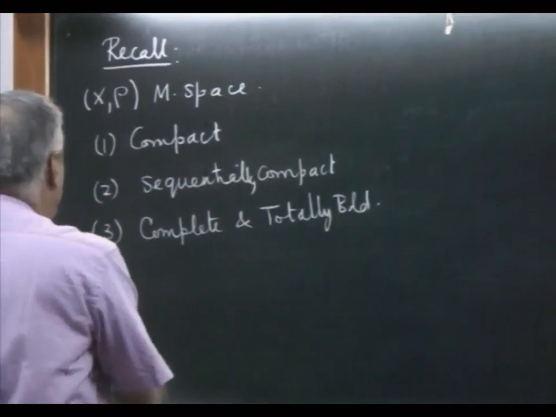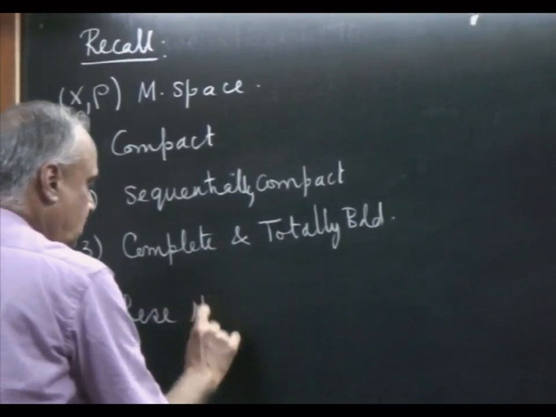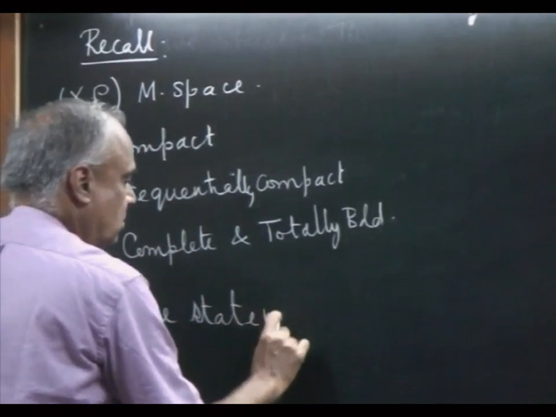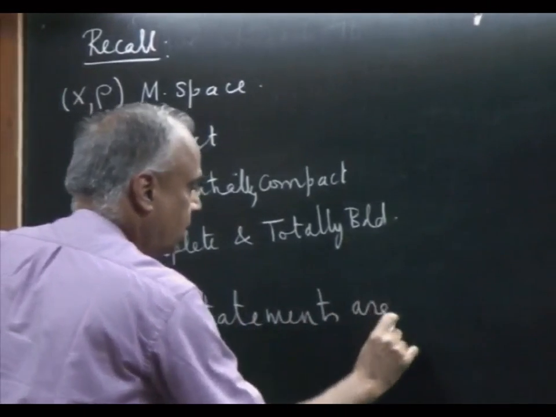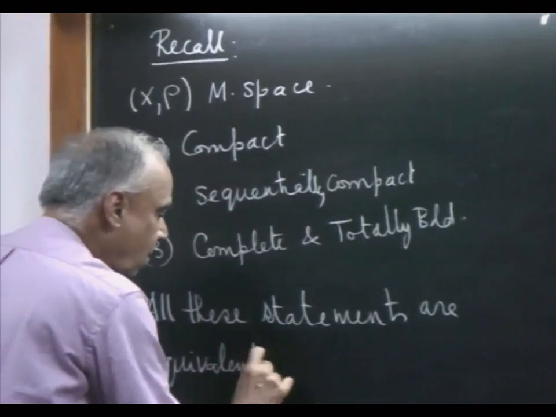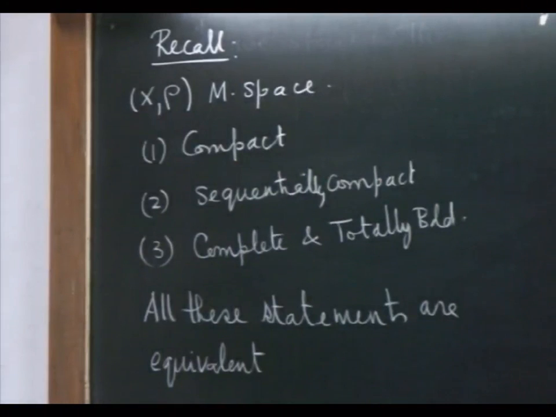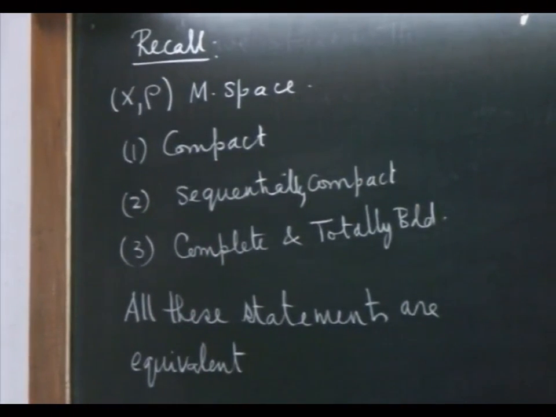Okay, so all these statements are equivalent. So therefore, to check compactness we could use any one of these arguments. Compactness by our definition is that every open cover has a finite subcover, and sequential compactness means every sequence has a convergent subsequence, and totally bounded we have already seen.